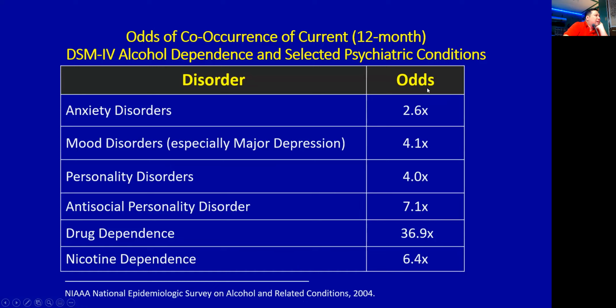Here, and the odds risk ratio. What does odds risk ratio mean? So there's a 2.6% more chance of you having anxiety disorder if you have alcohol use disorder than individuals who are not alcoholic. Gets? Okay, so what about drug dependence? Mataas, di ba? There's a 36.9 times more chance of you having polysubstance use, you use other substances as well. Okay?